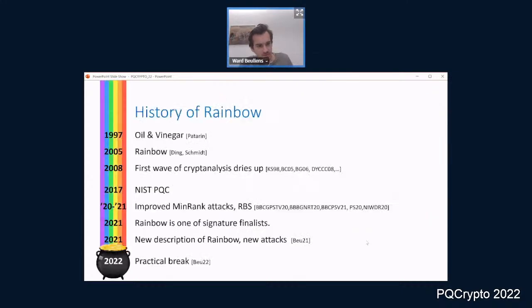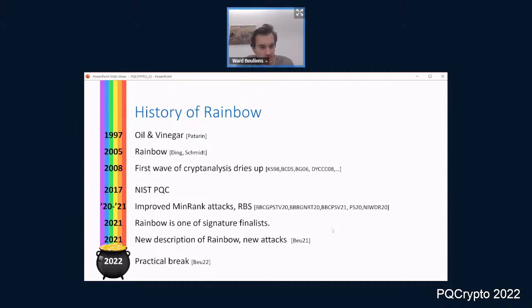So yeah, Rainbow, a little bit of history. It's based on the oil and vinegar scheme, which I mentioned was invented in 1997. Rainbow came in 2005, and it's meant to be a variant of oil and vinegar that is a bit more efficient in terms of speed and in terms of signature size.